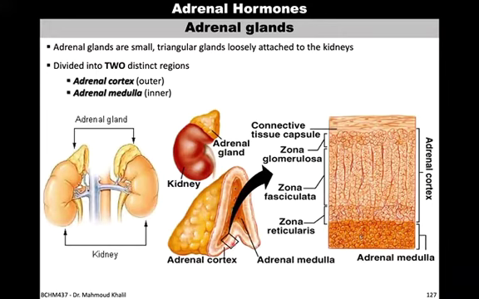If you look closely, the cortex is even divided into three layers: zona glomerulosa, zona fasciculata, and zona reticularis. As you can see, there is a differentiation, and here is the adrenal medulla, which is the part inside. So majorly the cortex is divided into three regions, and the adrenal gland is covered externally by a connective tissue capsule which covers the whole gland.